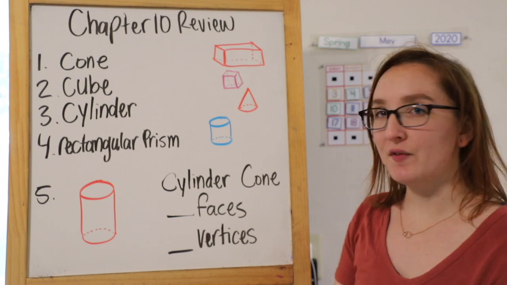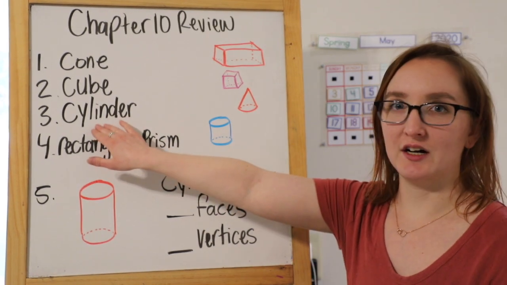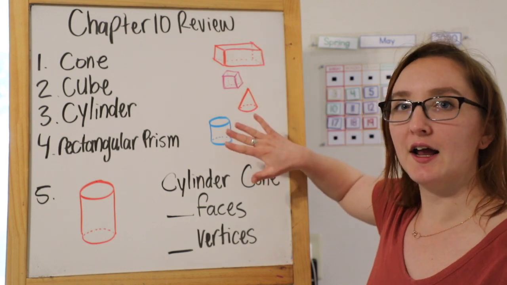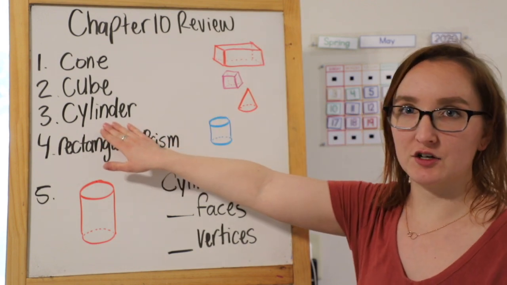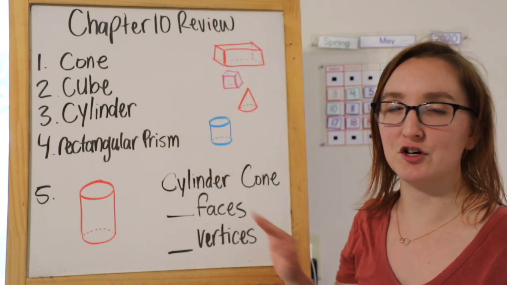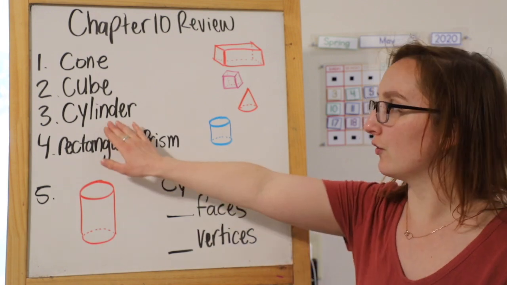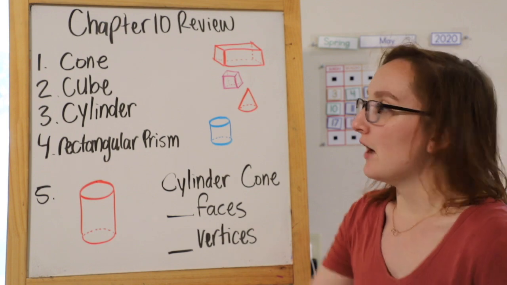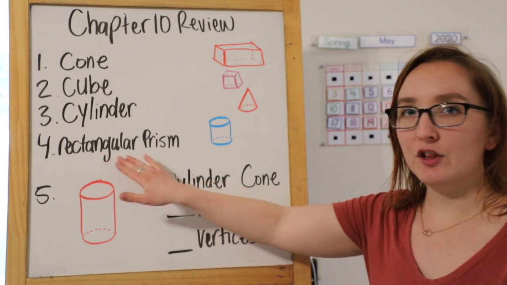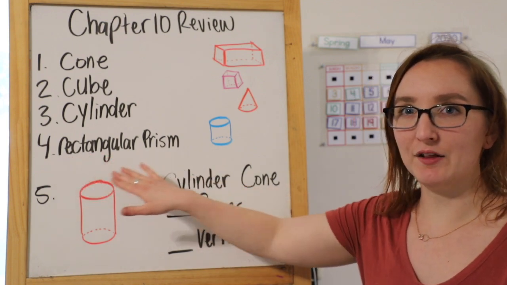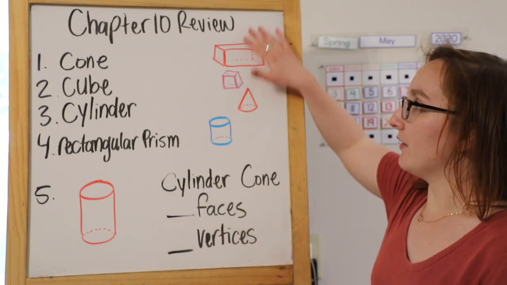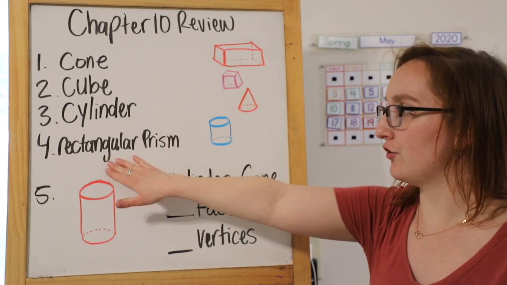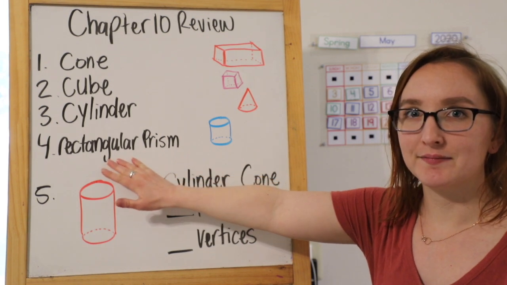Alright, number three says cylinder. Cylinder. So which one of these shapes over here matches with our word cylinder? So which one here is our cylinder? Draw a line from that to the word cylinder. Number four says rectangular prism. Rectangular prism. So find the rectangular prism over here and draw a line from it over to that word.